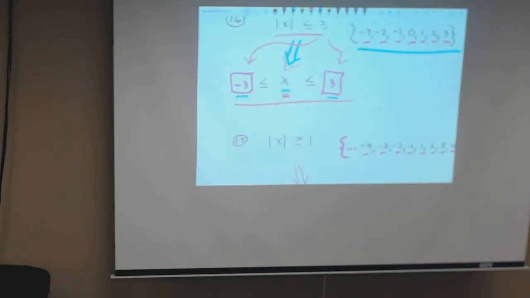Number 17. Why are we doing one of yours? I don't know. But let's do it. Number 17 says the absolute value of x is greater than or equal to 1.